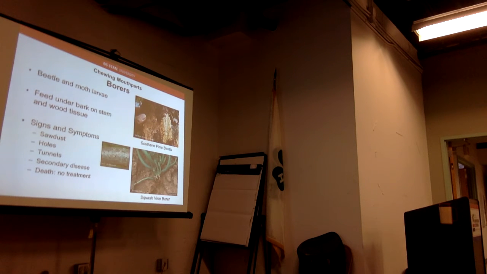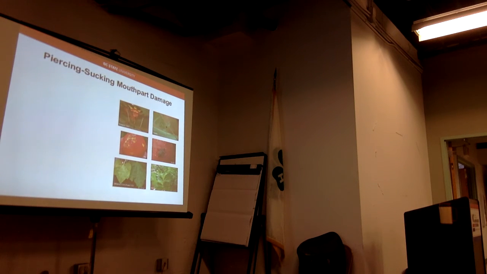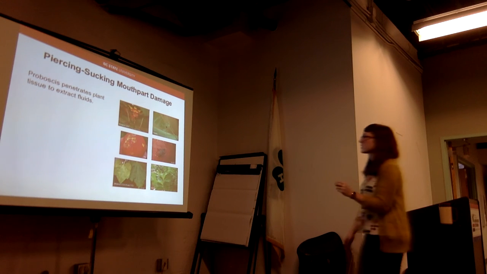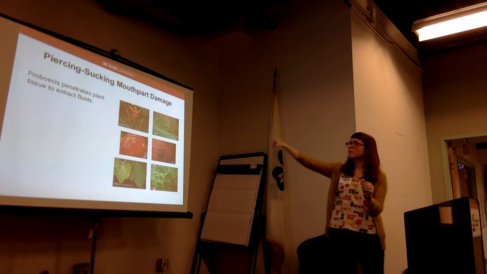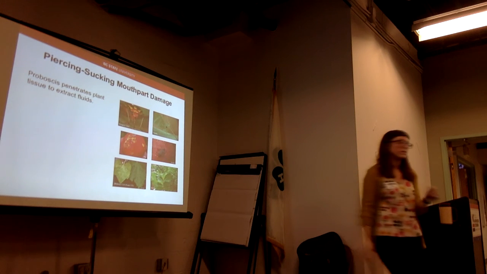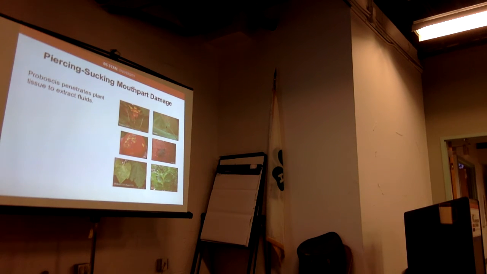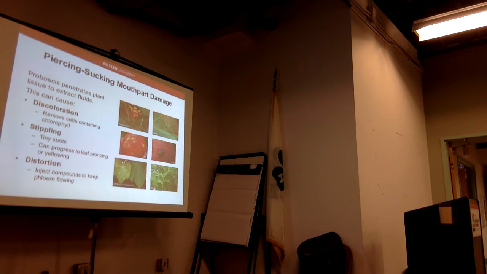Yep. So, moving on to piercing, sucking mouthpart damage. This is a case where you can have either a rostrum or proboscis penetrate to extract fluids. This can cause discoloration, so removing cells containing chlorophyll. Stippling, tiny dots that can progress to leaf bronzing or yellowing, or distortion.